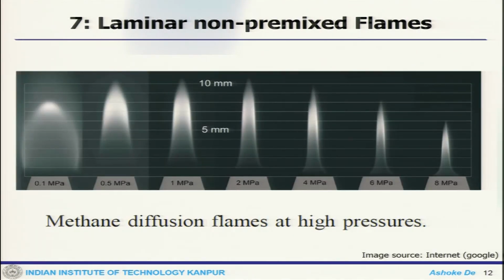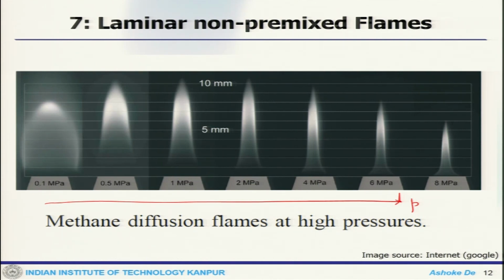Now, this is an example of a methane diffusion flame at high pressure. You can see how, as the pressure is increasing, the flame structure is different. So, this clearly shows you the effect of the pressure on the flame structure and also on the image.